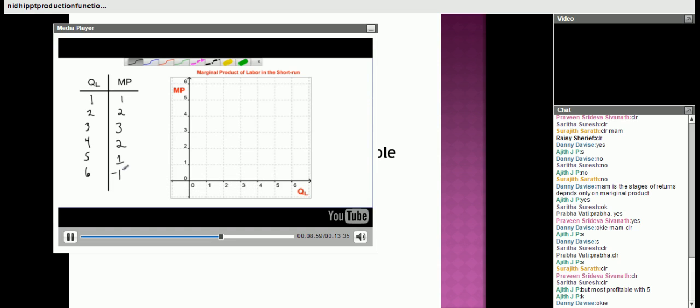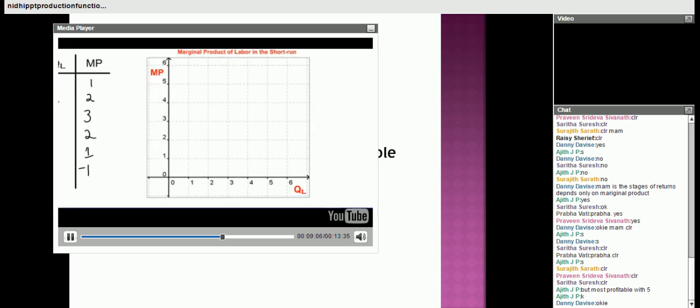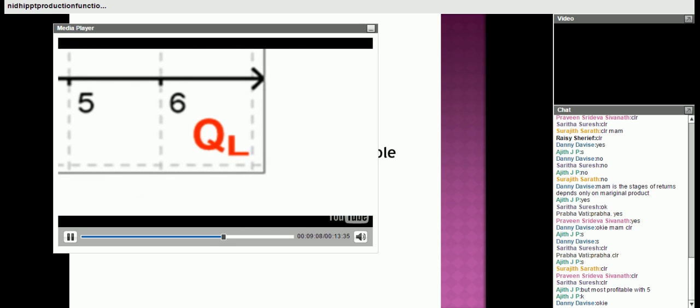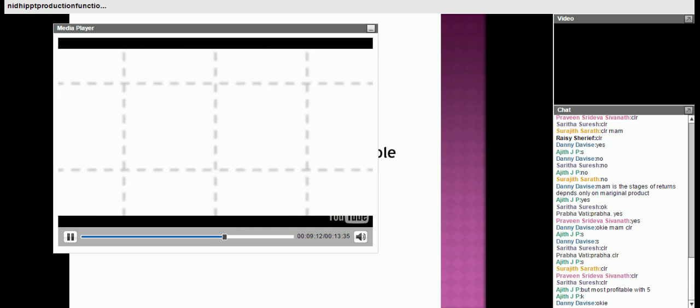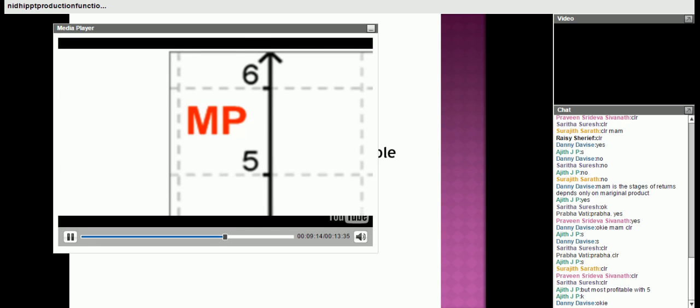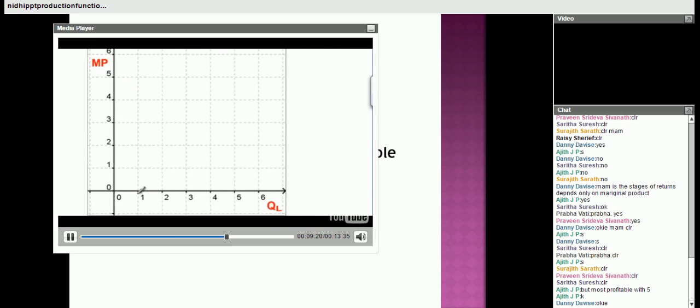If we plot these points on our marginal product graph on the right here, we'll have a marginal product curve. Let's do that now. On our x-axis is the quantity of labor from 0 to 6 workers. On our vertical axis is the quantity of output attributable to each additional worker, or the marginal product, from 0 to 6. So at one worker, the marginal product was 1. At two workers, the marginal product was 2. The third worker's marginal product was 3.